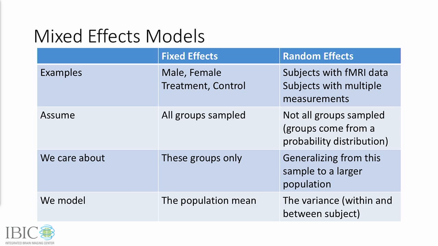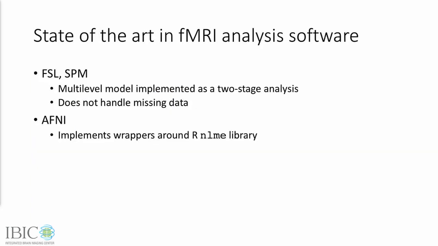With fixed effects, we care about those groups only. And with random effects, we care about generalizing from those samples to a larger population. With fixed effects, we model the population mean, and with random effects, the variance. And Dylan will talk more about mixed effects models in his talk.